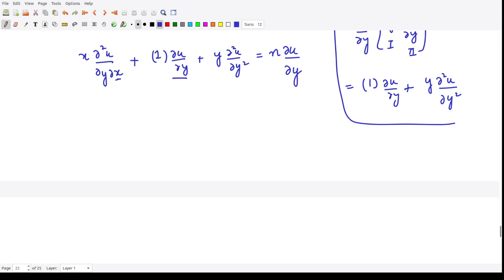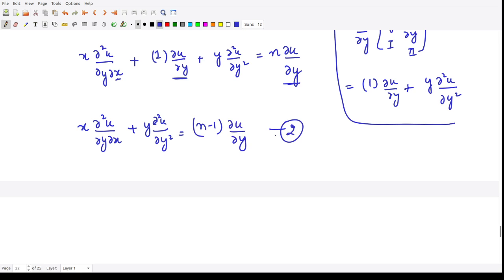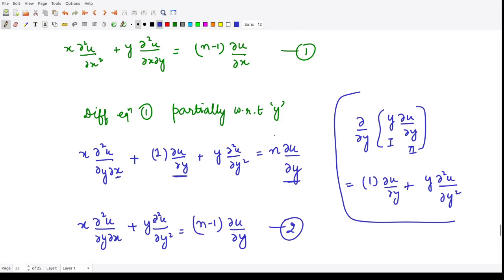So here also we see this term and this term, so we can club this. So we would have x into del 2u by del y del x plus y into del 2u by del y square, that is equal to n minus 1 into del u by del y. So this is our equation number 2. So we have equation 1, we have equation 2.